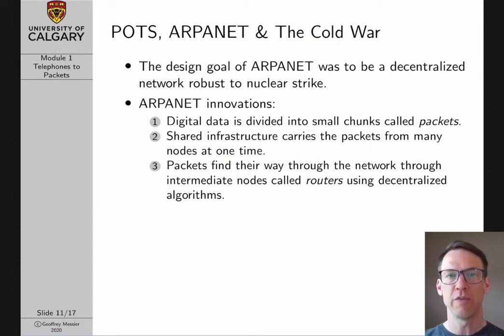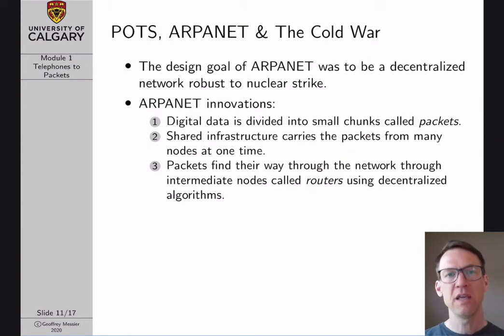And the digital data was divided into little chunks that they referred to as packets. And rather than switching in a dedicated circuit like POTS, these packets would travel over shared infrastructure. So the infrastructure would carry a bunch of packets for many users all at once, and everybody had to share infrastructure. Nobody had dedicated resources that were assigned just for them. And finally, the packets flowed through a series of intermediate nodes that were referred to as routers.